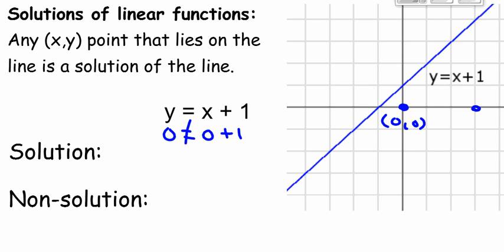Let's try this point right here, which is 3, 0. So when x is 3, y is 0. I'm plugging in 0 for y and 3 for x, and that says 0 is equal to 3 plus 1, which is 4. That is not true, so it is not a solution. So any point that I choose that is not on the line, I could pick one up here, or way over here someplace, or way down here someplace, any point that is not on the line is going to be a non-solution.